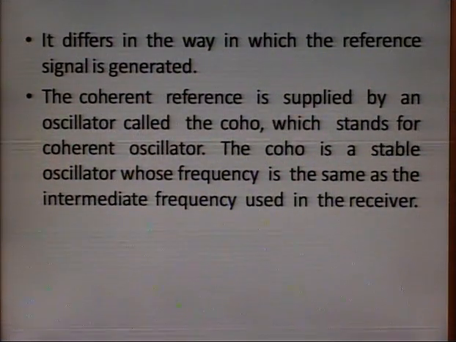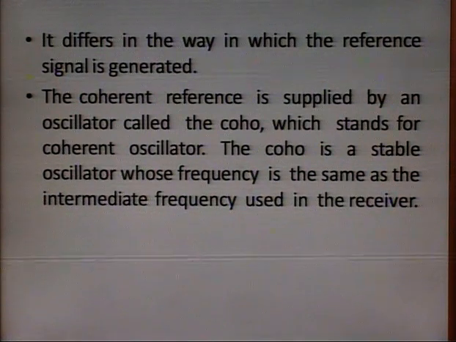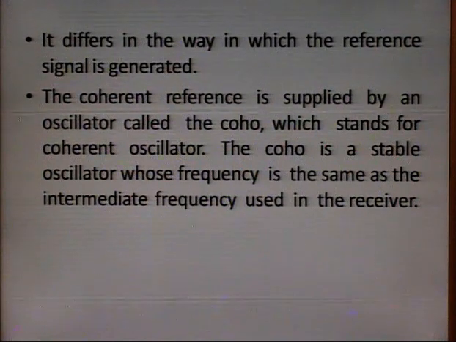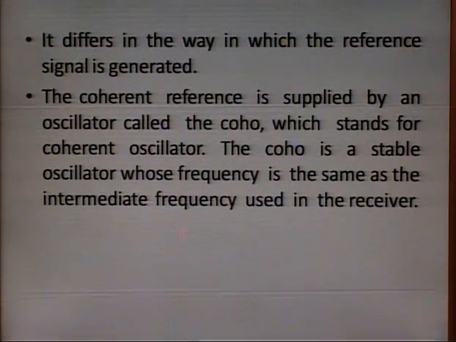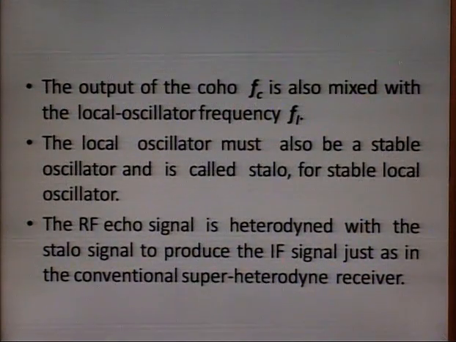It differs in the way in which the reference signal is generated. The coherent reference is supplied by an oscillator called the COHO, which stands for coherent oscillator. The COHO is a stable oscillator whose frequency is the same as the intermediate frequency used in the receiver. The output of the coherent oscillator Fc is also mixed with the local oscillator frequency Fl. The local oscillator must also be a stable oscillator and is called the stable local oscillator. The RF echo signal is heterodyned with the STALO signal to produce the IF signal, just as in the conventional superheterodyne receiver.